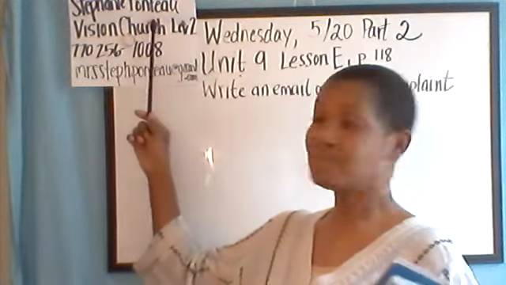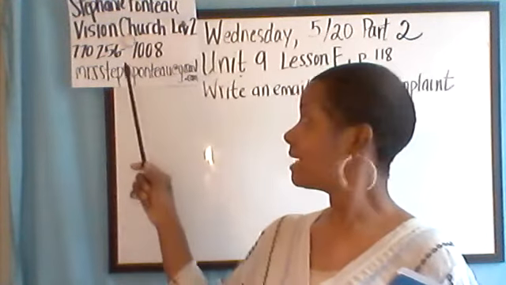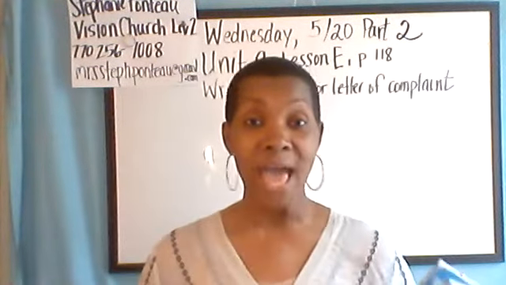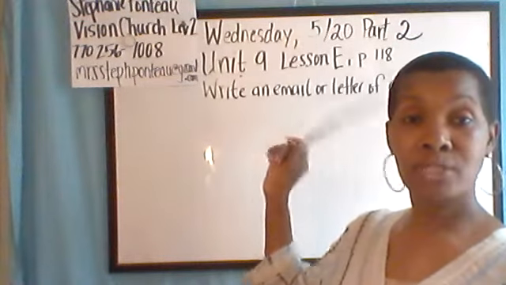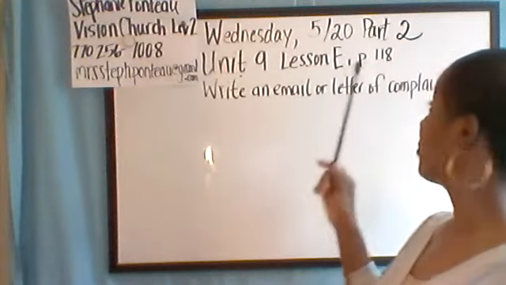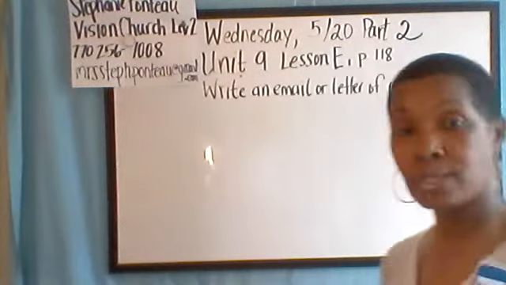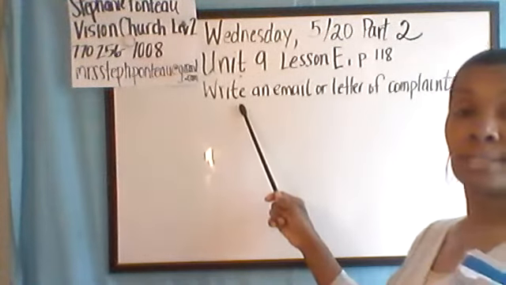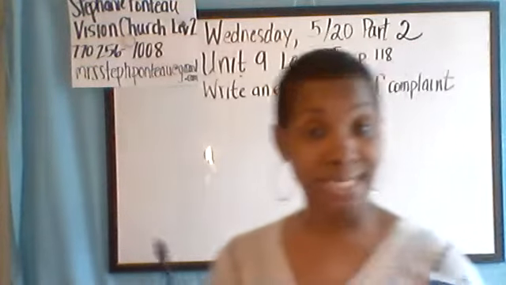All right, this is Stephanie Ponteau. This is the Vision Church Level 2 class. My contact information. This is the class for Wednesday, May 20th. We're continuing on in Unit 9, and we're going to be doing Lesson E. And in this lesson, we are going to write an email or letter of complaint.